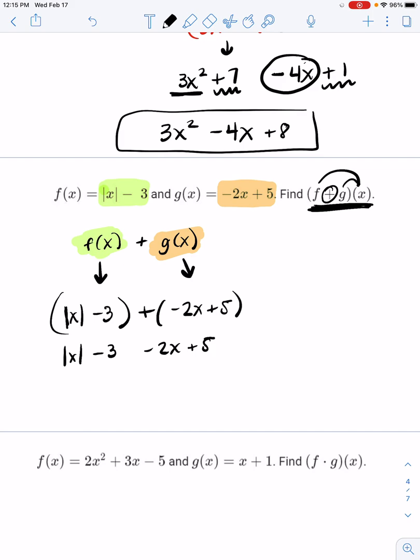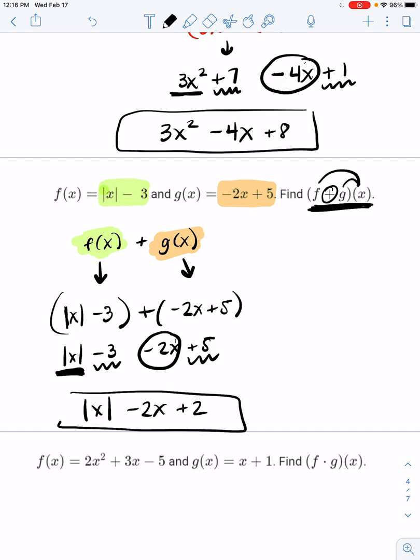And then let's combine again. So I see this weird thing, the absolute value of x, that does not combine with anything. There's no other absolute values, so we can't just add things together, okay? Then I have negative 2x, and then I have negative 3 and positive 5. So negative 3 plus a positive 5 is positive 2. And that would be your answer for the function addition for that one, okay?